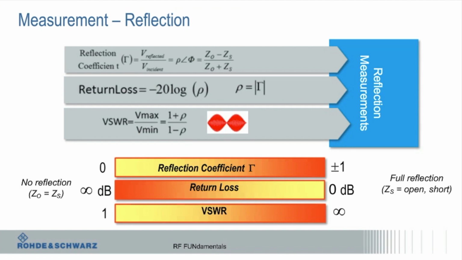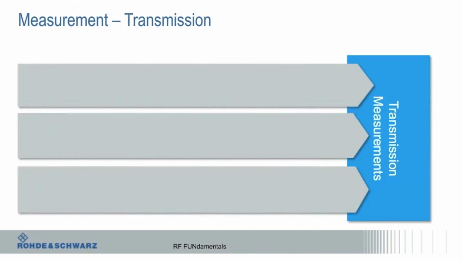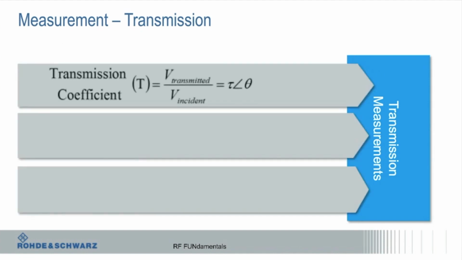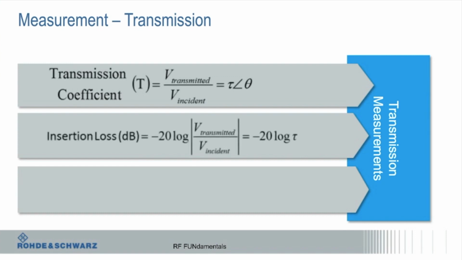So anyway, when we're talking transmission, this is going through the device as opposed to reflecting. There's the transmission coefficient. I don't see that all that often, but it's a thing. Insertion loss or gain, right? Insertion loss is typically for passive, lossy devices, and gain is more typically for active devices, more amplifiers than anything, but there are active mixers and things like that.